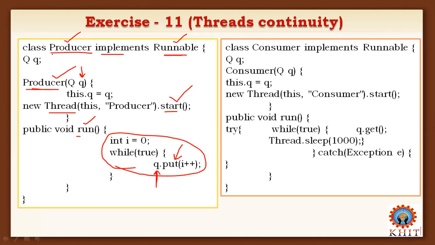So this is the behavior of this producer class. And the same goes for this consumer class, which takes the object of that Q class to access the get method. Inside the constructor of this consumer class, it creates a thread and starts it, and inside the run method it invokes that get method.